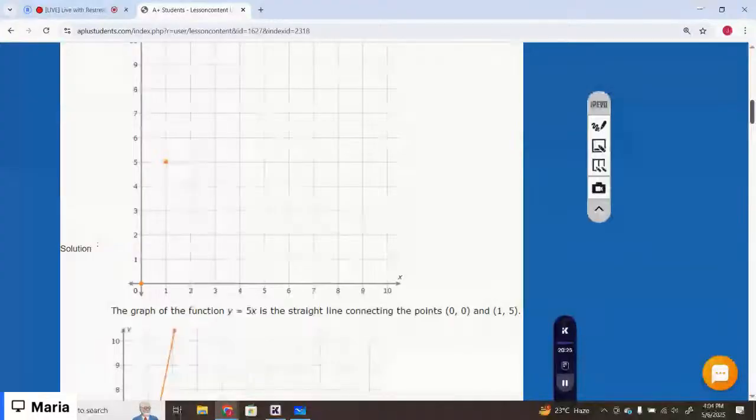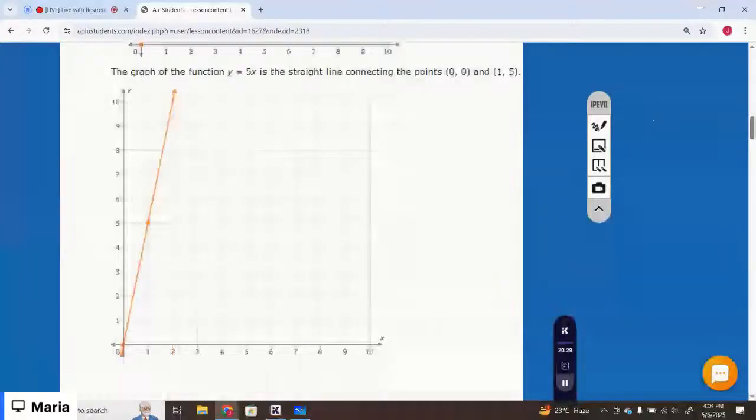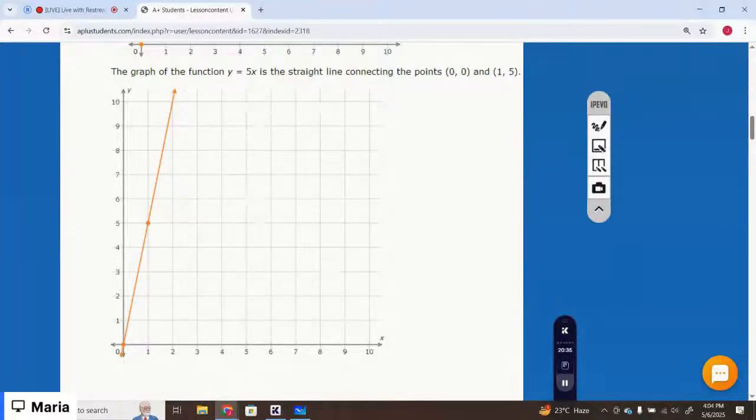So what we have to do is substitute different values of x so that we can have values of y, and then we have to plot the graph. So that is the graph for y equals 5x.